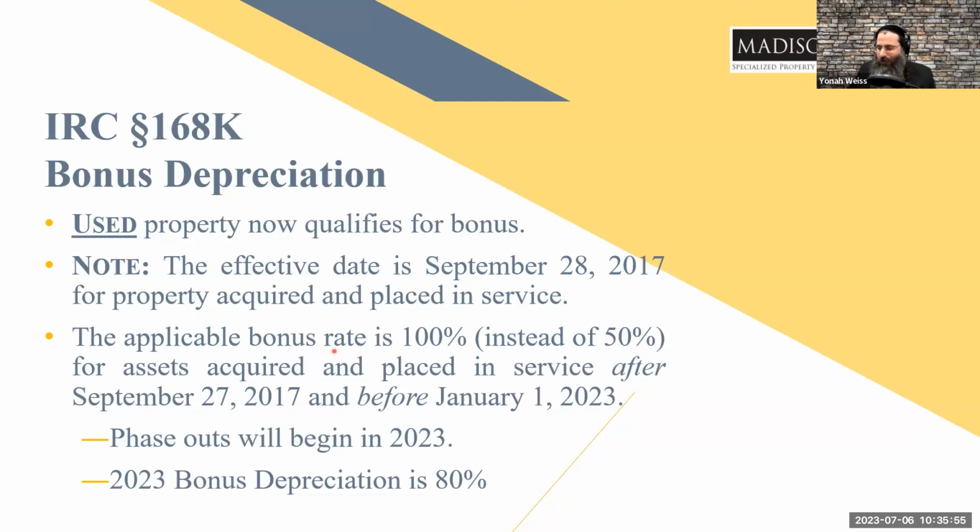However, this year, if you buy a property in 2023, it's phased out to 80% and will continue to phase out by 20% each year, 60% next year, et cetera. And it's going to keep going down. The remaining 20% can still be used over those cost segregation accelerated 5-year and 15-year categories scheduled. So it's not all lost.